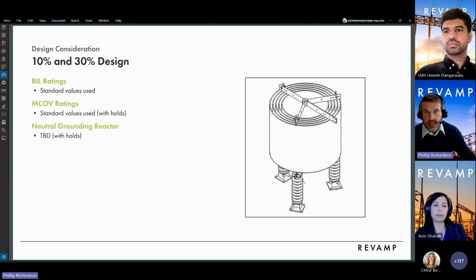During the 10 to 30% design stages for BIL and MCOV ratings, we'll use standard values, and to be determined for the NGR. We need the study results to actually provide proper specifications for this equipment.